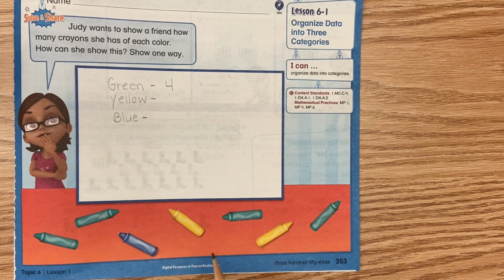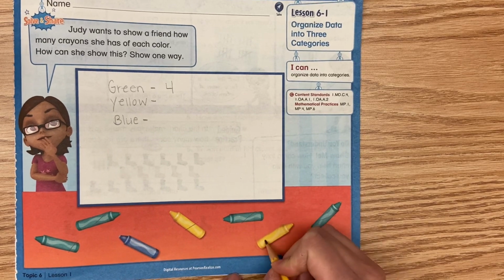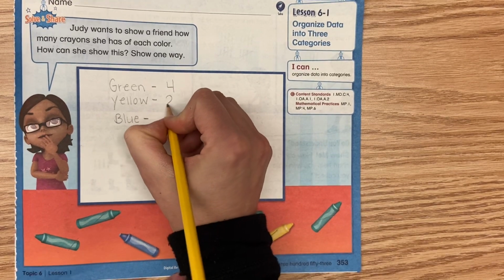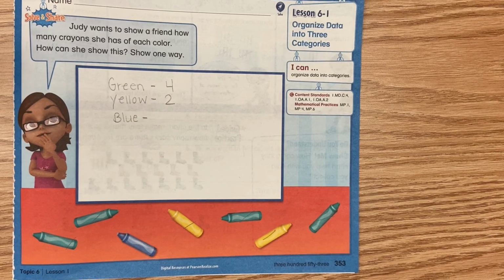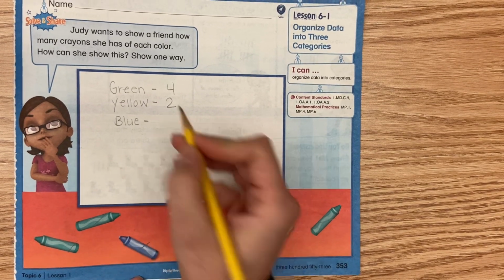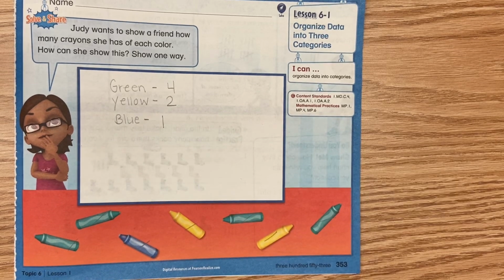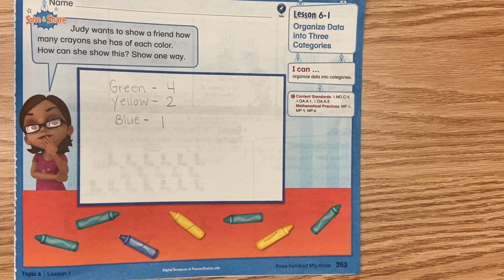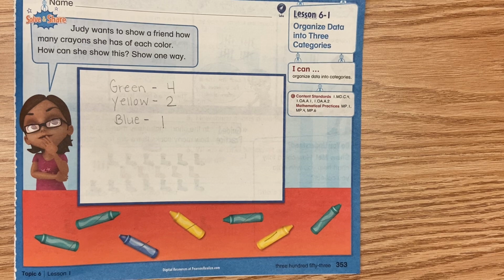Let's count the yellow crayons. 1, 2. 2 yellow crayons, and blue, I only see 1. Okay, this is one way to organize your information, also known as data. Another way is that we can make a tally chart.